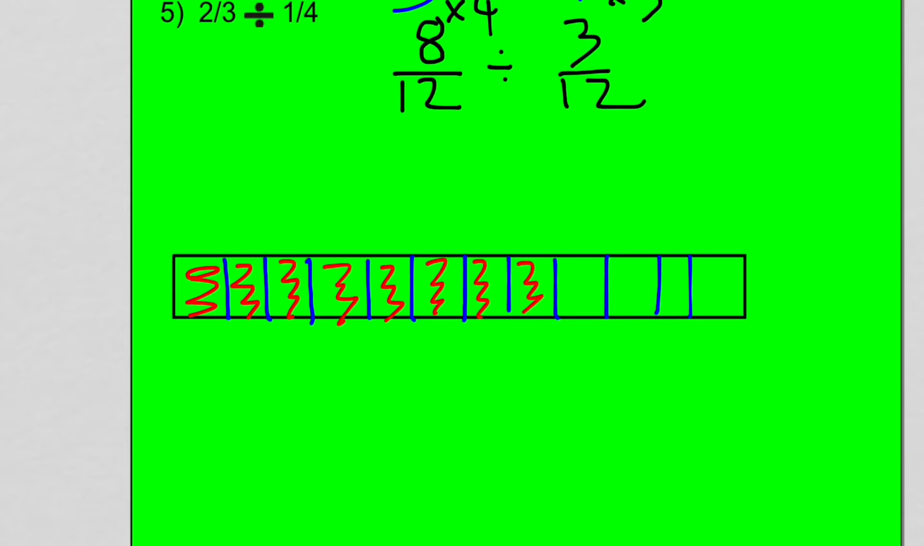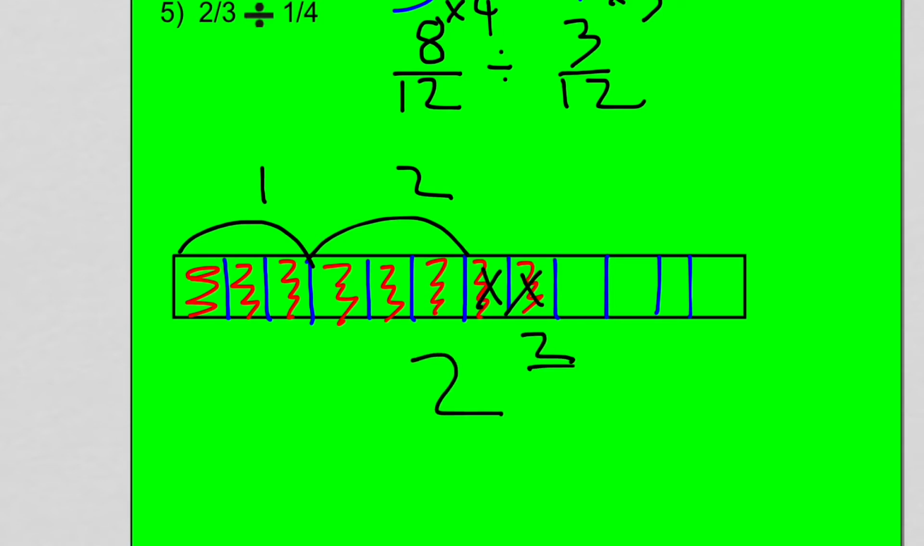Okay, we want to know how many 3/12ths are in 8/12ths. Well, I count 1, 2, and we can't make another group of 3, so there's 2 left over out of what should have been a group of 3. So the answer is 2 and 2/3.